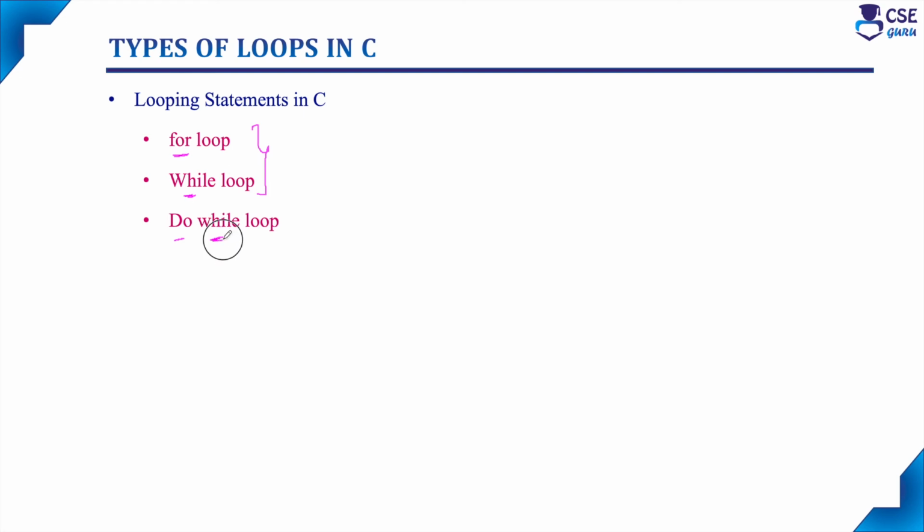Do while is nothing but first it will execute the body of the loop once and then it will check the condition. So by default, the body of the loop will execute at least one time. And only after execution of the body of the loop, the do while loop will check the condition. If the condition is true, one more time the body of the loop will execute. If the condition is false, the body of the loop will by default execute only one time and the loop will exit. So there are three looping constructs, and we will discuss these three looping statements in depth with examples in our further videos.